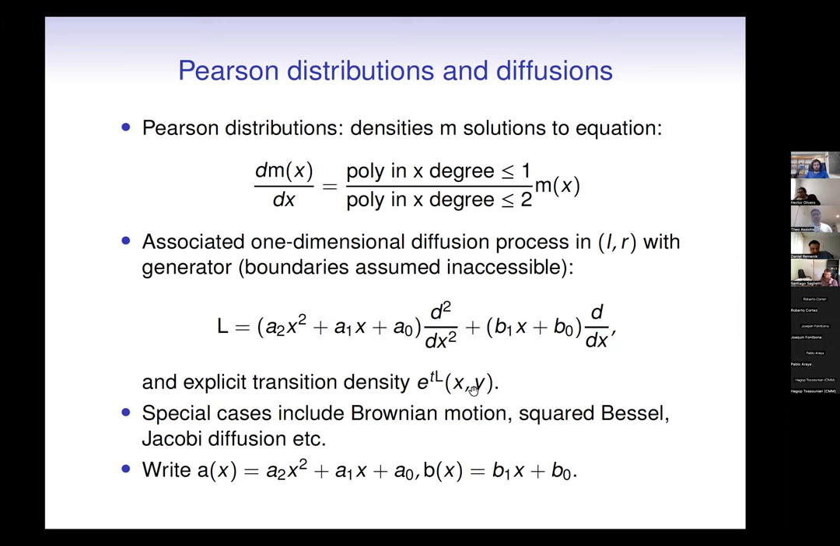And it can look a bit different in certain cases than others. Okay, and then I just write this a of x this way. Okay, so that's the one-dimensional picture. So now what's the matrix picture?